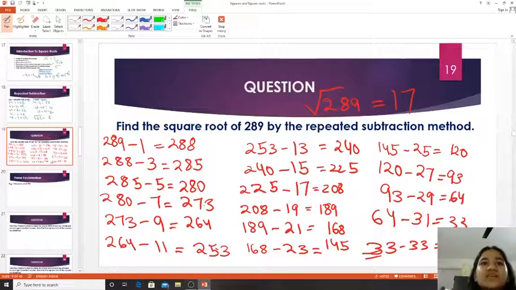Okay, so let me add some humor. Whenever you hear the word square roots, I'm sure you probably think of the roots of trees, right? The word root, but it's not so.